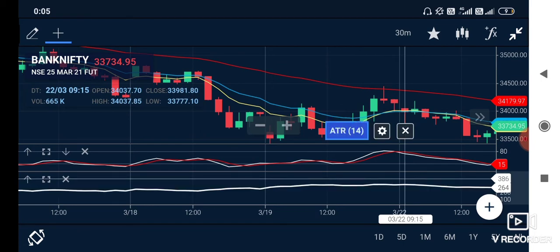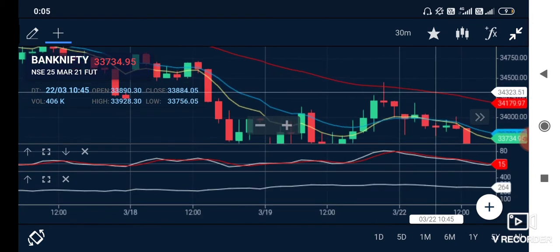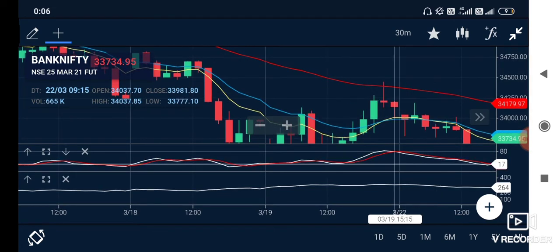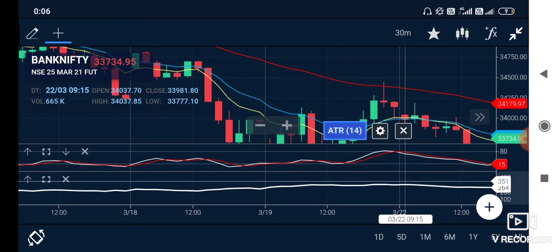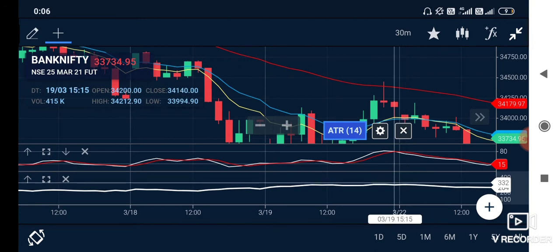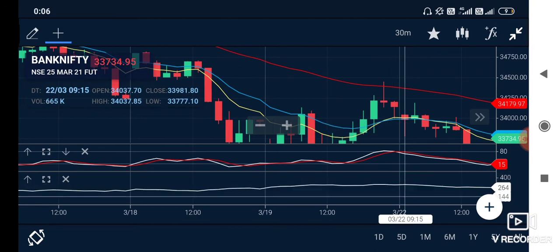If you see right over here, this is the crossover point, and all the criteria are met. The blue line is below the yellow line, if you could see right there. And it's a crossover in this candle. On this candle it was not a crossover. Over here it is a crossover.